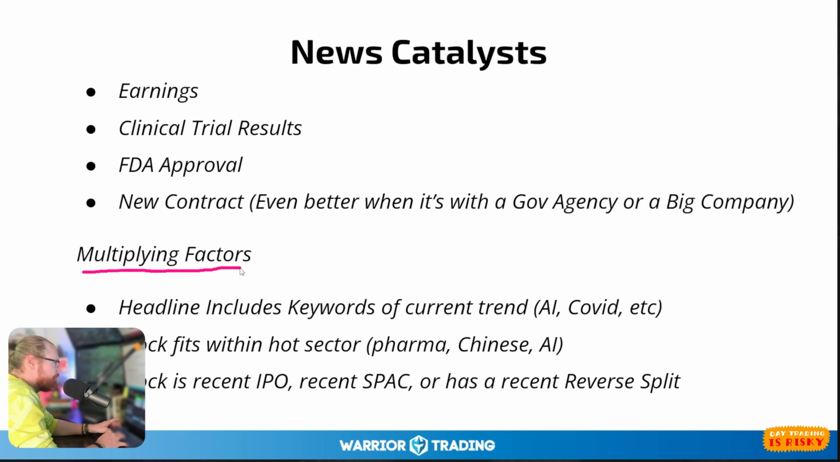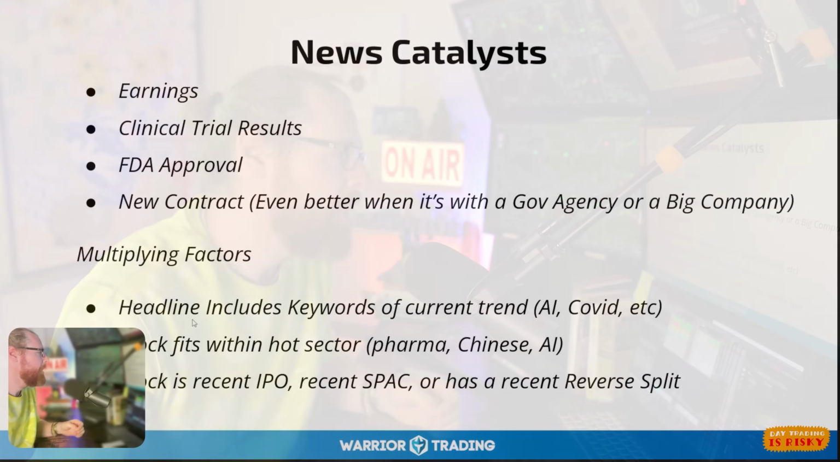However, there are some multiplying factors. When we have a headline that includes keywords of a current trend, like AI or COVID, that can create more buying power just based on the headline. You'll see that some stocks will keyword stuff their headlines with words they think high frequency trading algorithms will pick up on, like Amazon, Apple, Google, Nvidia, big name companies, Walmart. When a small company puts out a headline with one of those big names in it, traders are a little faster to jump on it.